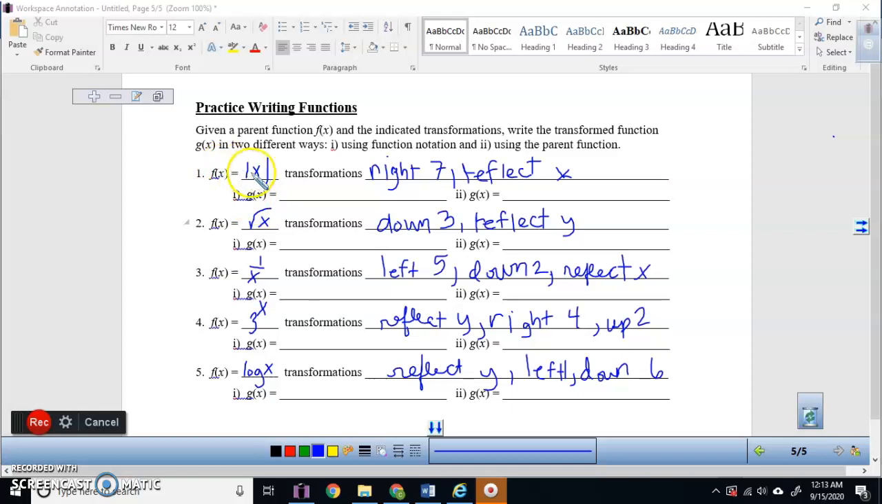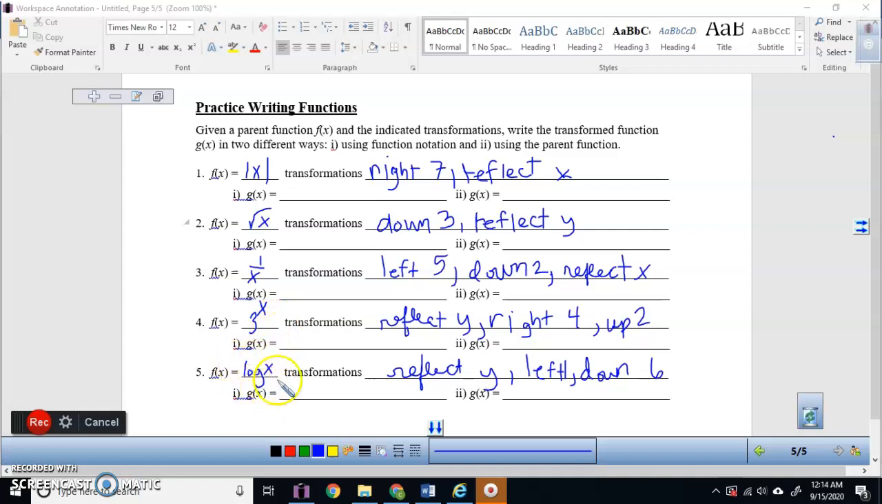So for the first parent function, we've got absolute value of x. Number 2, square root of x. Number 3, 1 over x. Number 4, 3 to the x. This is your exponential function. I can choose my base to be whatever I want, as long as it's positive and not 1. So I could have chosen 1/2 to the x, 5 to the x, and so forth. This is just your exponential function.